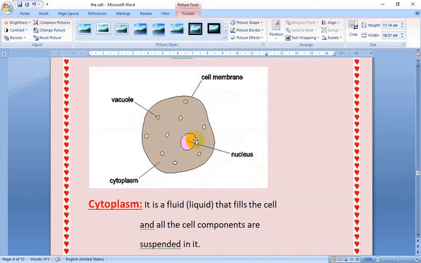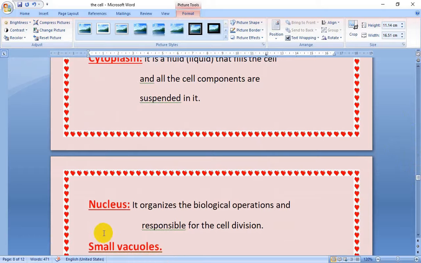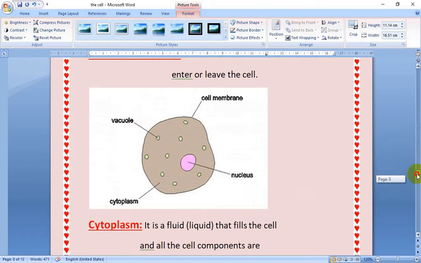After that, it has also the nucleus, and it is the brain of the cell. It organizes the biological operations in the cell and is responsible for the cell division. The last component is vacuole or small vacuoles. So the structure of the animal cell has cell membrane, nucleus, cytoplasm and small vacuoles.